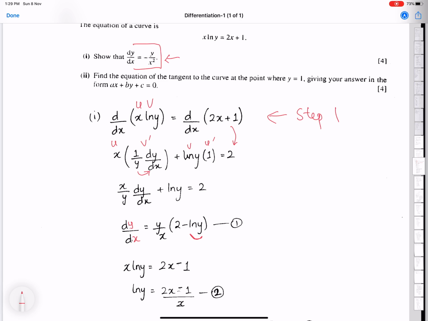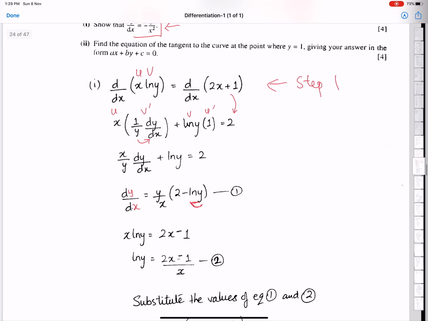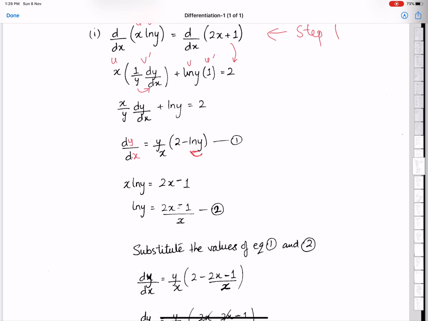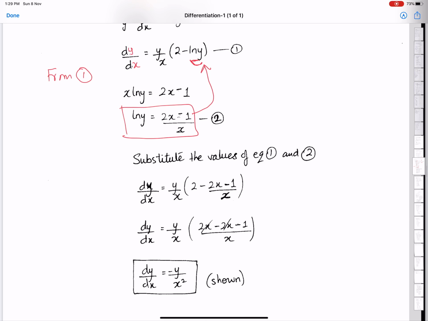So we can substitute ln y from equation number 1. This is equation number 1. By making ln y the subject from this equation, we can substitute this ln y. So this is from equation 1, ln y. Now substitute this ln y here. Therefore, this is the required solution.